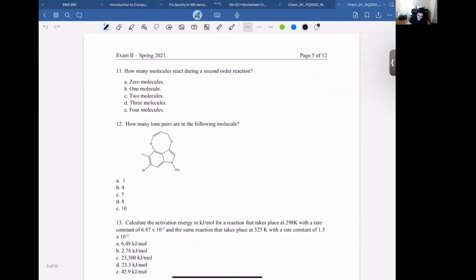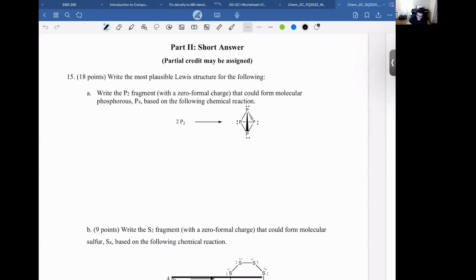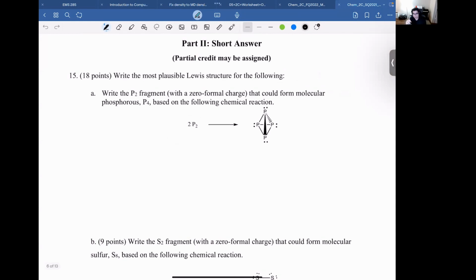So number 15. It says, it's part 2, short answer. It says, write the most plausible Lewis structure for the following. Write the P2 fragment with a 0 formal charge that could form molecular phosphorus P4 based on the following chemical reaction.